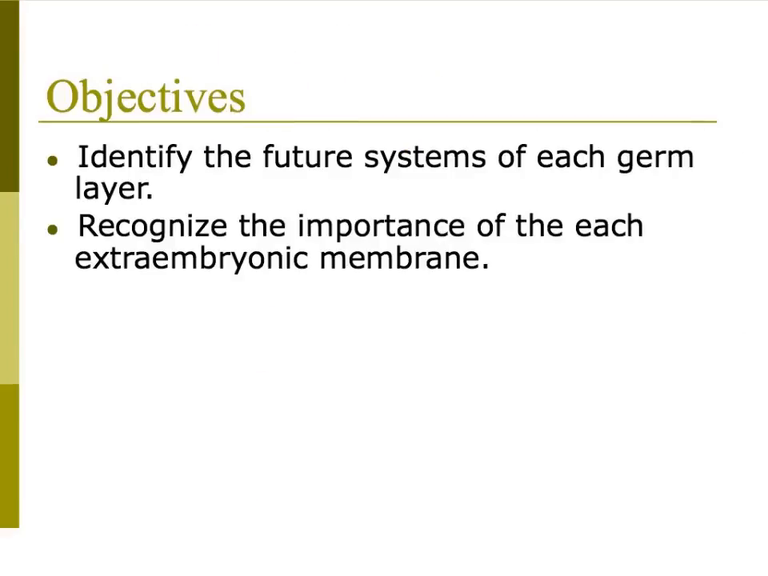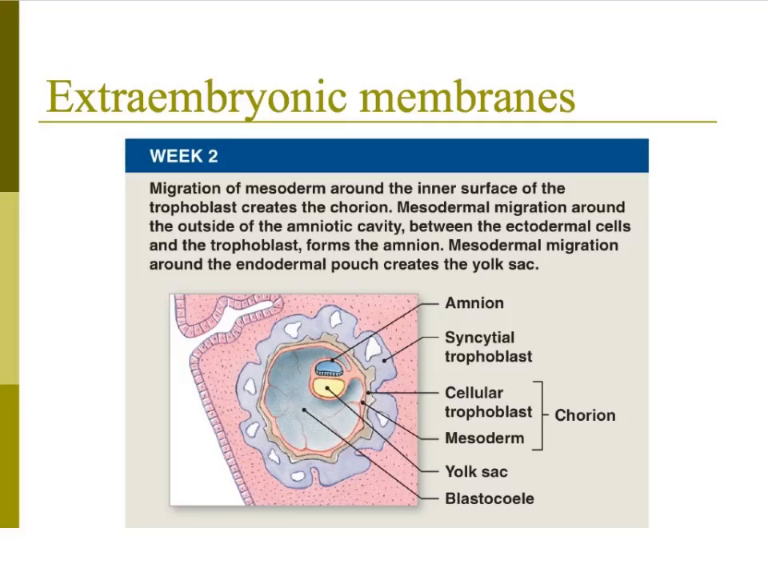We're going to continue to move along, and the next objective is to identify future systems of each germ layer. We're actually going to wait for that for just a second. The first thing we're going to do is pull up the next objective, which is to recognize the importance of each extra embryonic membrane. So these extra embryonic membranes, and I know I skipped activity 2, we'll come back to that in just a minute. If you flip to page 2 in your outline, I have these extra embryonic membranes listed. There are 4 of them: the yolk sac, the amnion, the allantois, and the chorion.